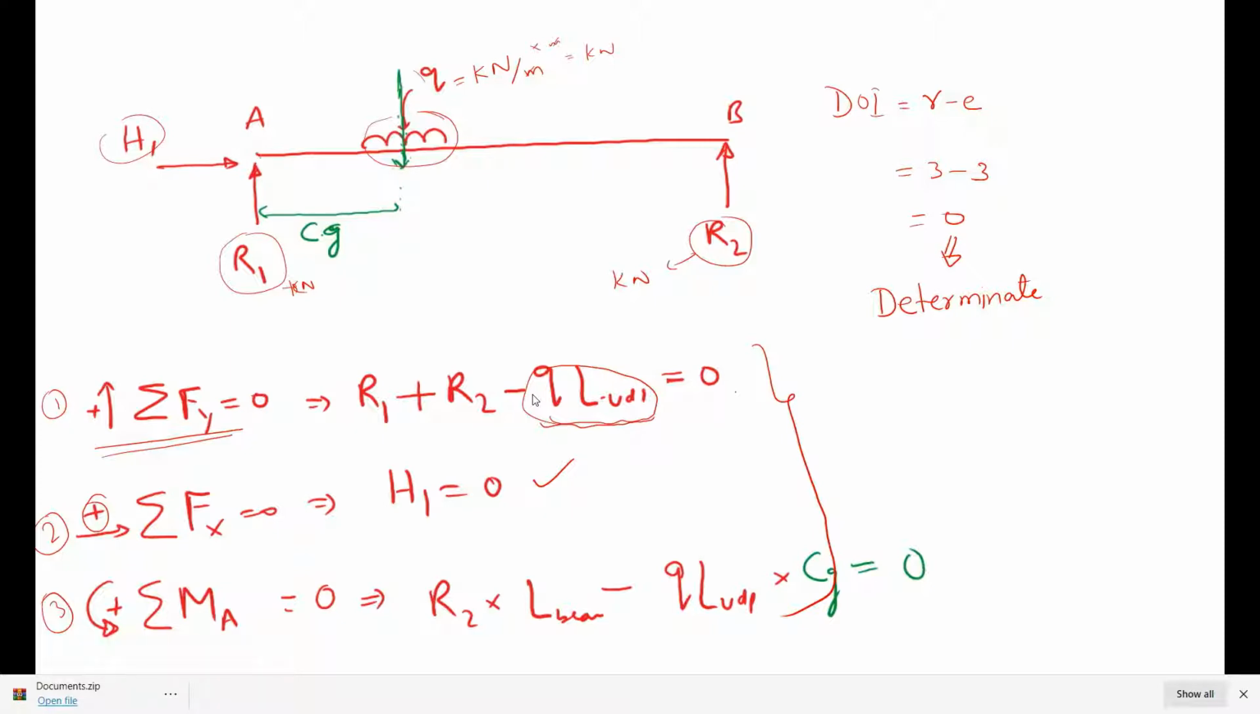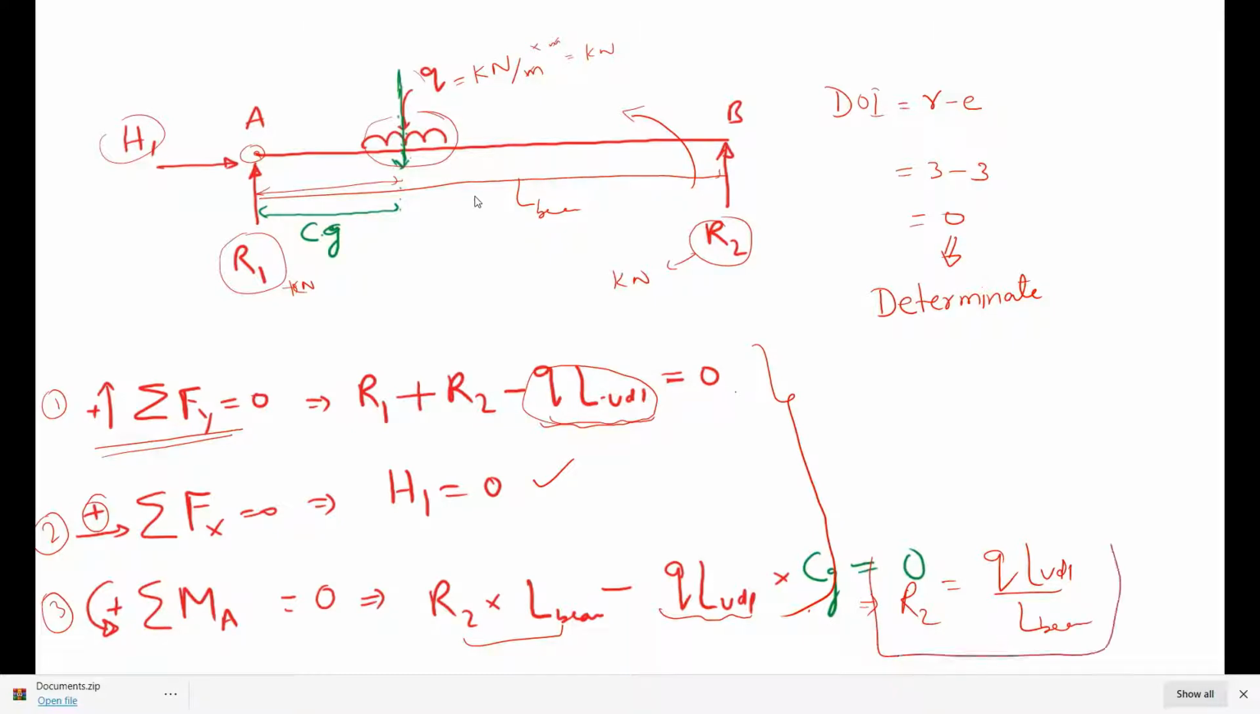So we are taking moments about this point, and R2 is acting in the anti-clockwise direction, so R2 multiplied by this distance, the length of the beam, so R2 into L of beam, minus this equivalent concentrated load, Q into L of UDL, multiplied by its distance from A, that is CG, should be equal to 0. So we are getting from here that R2 is equal to Q into L of UDL multiplied by CG divided by the length of the beam.